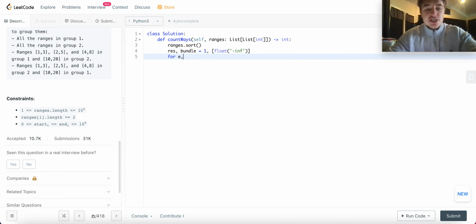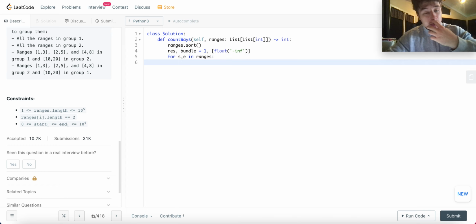So we're going to look at each start time and end time in ranges. And then we're going to ask this question: if the end time is less than the bundle's end time, which is bundle -1, right? If we end before the bundle ends, then we're a part of that bundle.